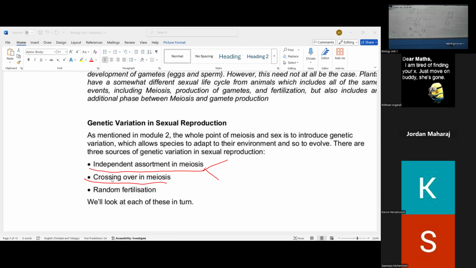That's how you can explain it, by doing a probability tree. Everybody here do maths? Was the probability tree not maths? Okay, it's simple. So independent assortment kind of deals with probability.